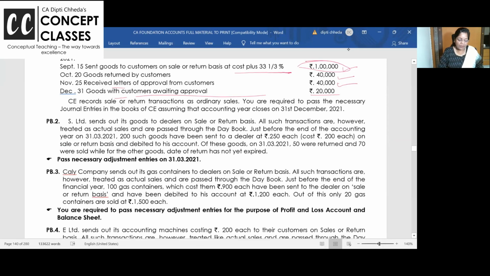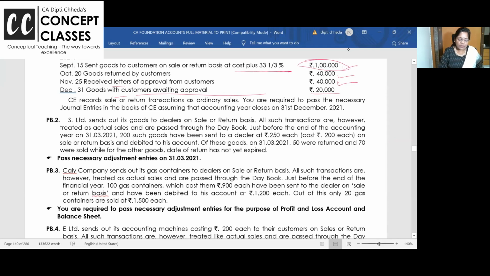S Limited sends goods to dealers. All transactions are actual sales. Just before the end of the accounting year, 200 such goods have been sent at 250. Now, instead of giving the amount, they are giving the quantity and the rate. Cost is 200. Instead of giving the equation, they have given cost and selling price.